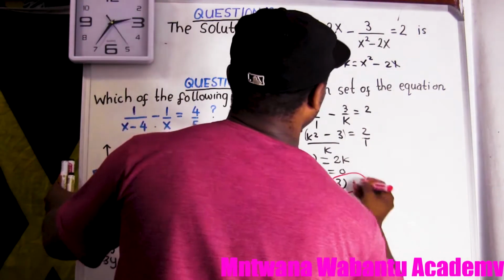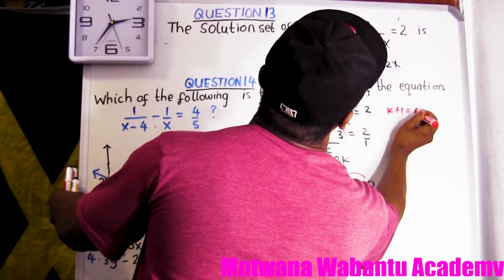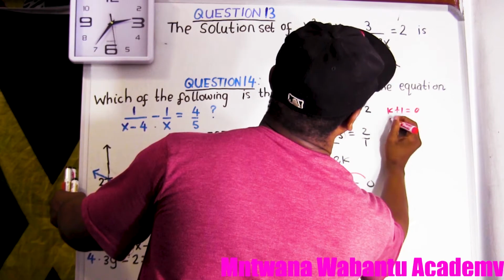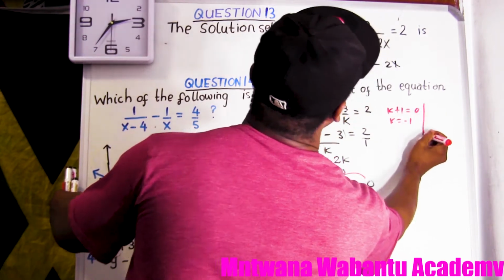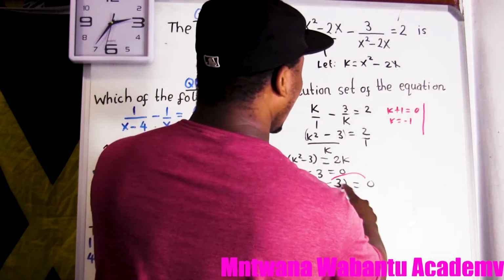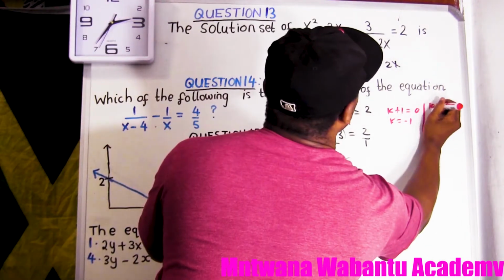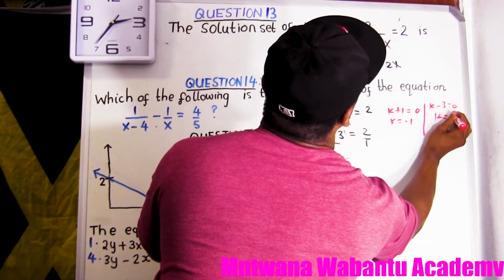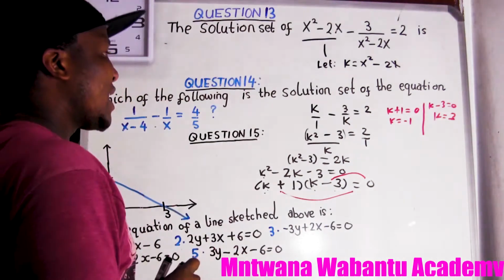Okay, so k plus 1 equal to 0. So how is it going to take over? So k equal to negative 1. Or k minus 3 equal to 0. So I'll take the 3 over. So k minus 3 equal to 0, so k equal to 3. So k equal to negative 1 and k equal to 3.